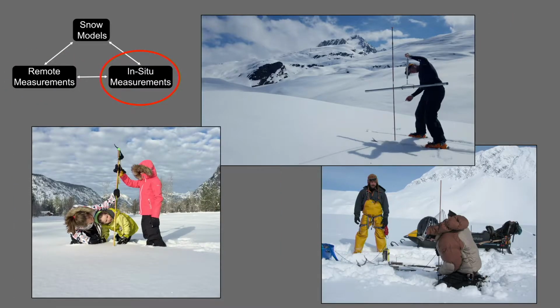In situ measurements are actual measurements made on the ground, and these can be made in a wide variety of ways. You can just use a simple tape measure, if you like. You can use an avalanche probe. You can also use snow coring devices, which allow you to measure both the depth of the snowpack as well as, once you weigh it, information on the water equivalent of the snowpack.